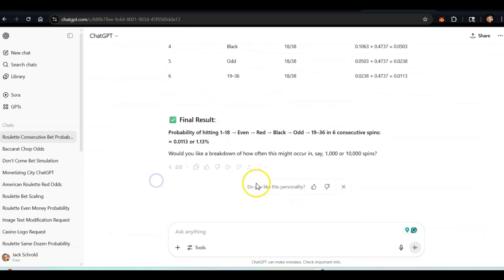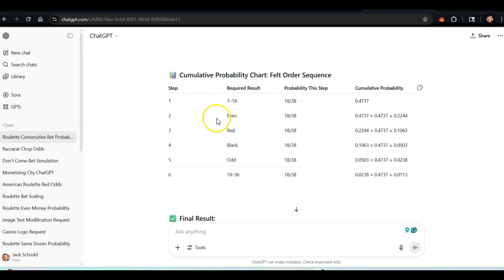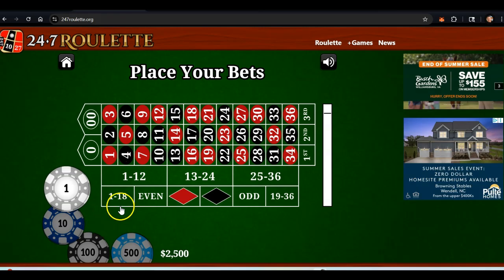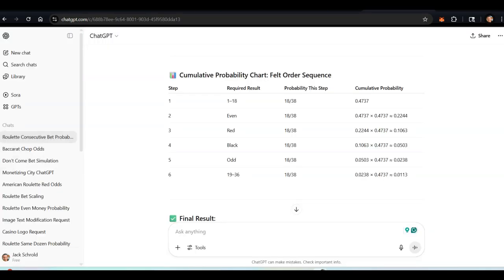Hold on one second. Let's pull that up. And now it has it in the correct order. Okay, there you go. So we want to go from left to right. Right here, left to right. Now, you can go right to left. It's going to be the same thing, but I wanted to show it correctly. All right, so here we go. 1 through 18, right?